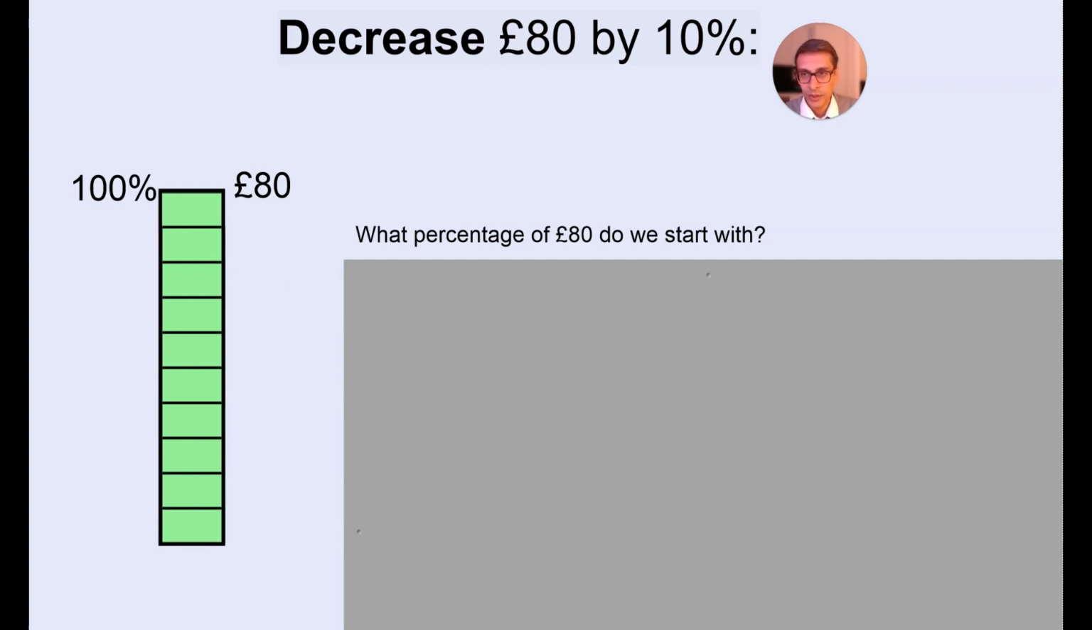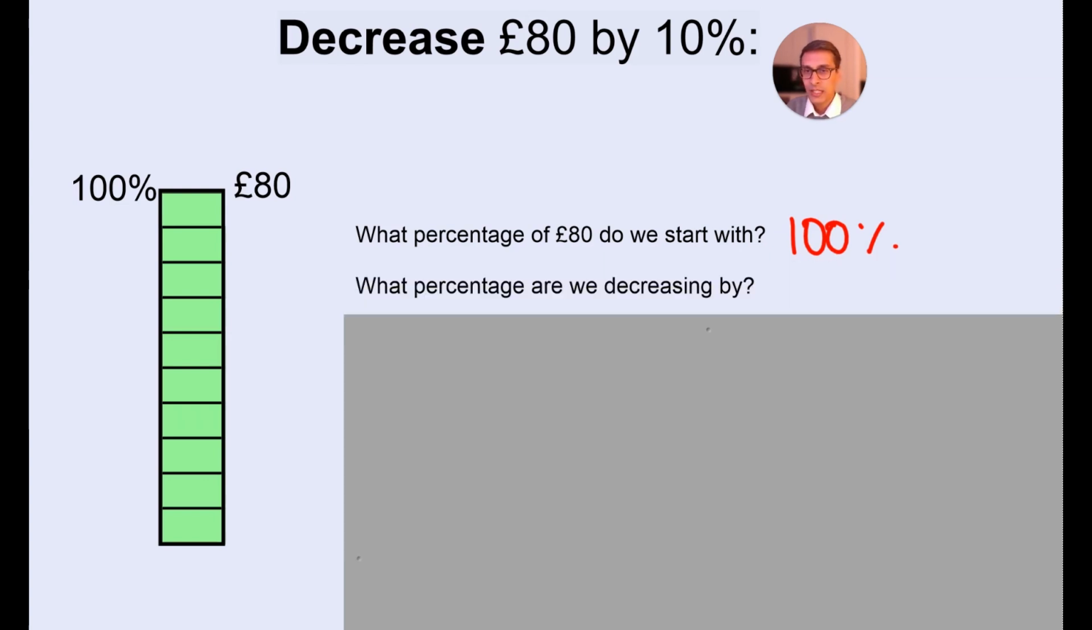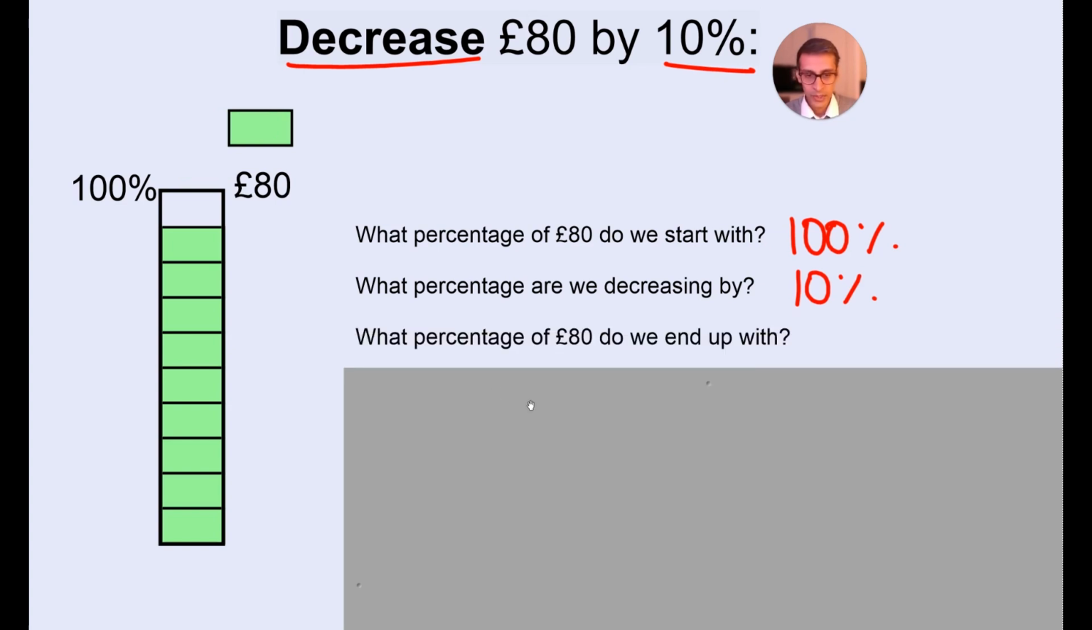So let's answer the questions here. What percent do we start with? Well, we know that we start with 100%. What percent are we decreasing by? Well, we're decreasing by 10%. That means we are taking 10% away, just like that. What percent of £80 do we end up with? Well, we can see here we've got 9 equal parts left. So we've got 90% left over.